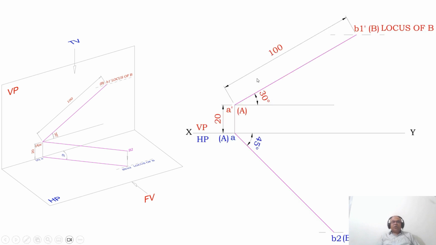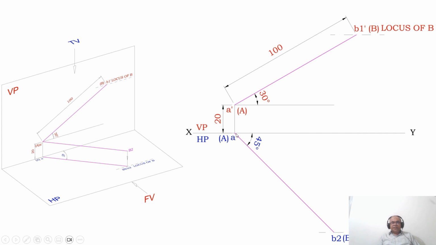Now I want to draw the orthographic view of this. That means I have to rotate this HP down by 90 degrees. When you rotate this HP down by 90 degrees, what happens? The top view of the image is going to come down, whereas the front view of the image will be there itself. Now you can see, you have the XY line and we have VP and HP.